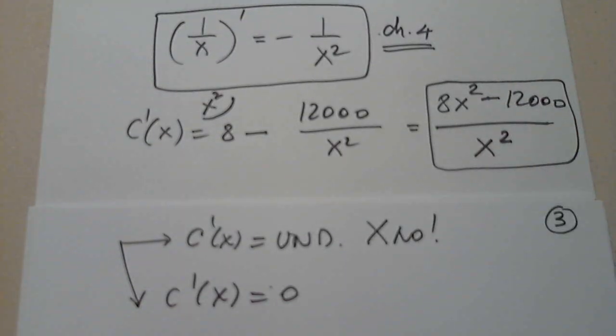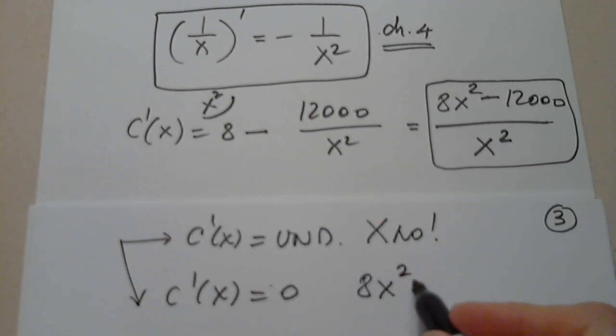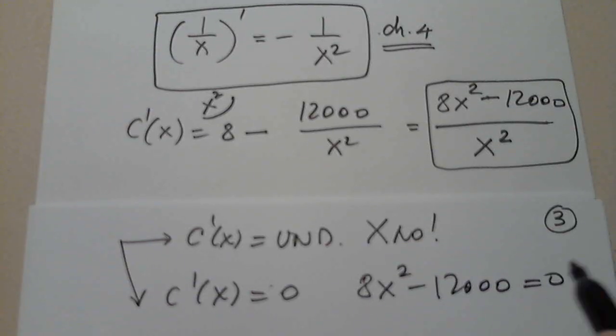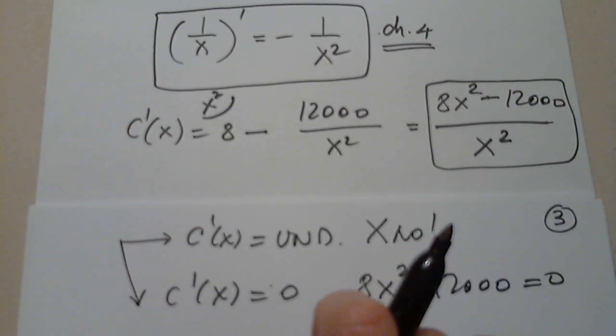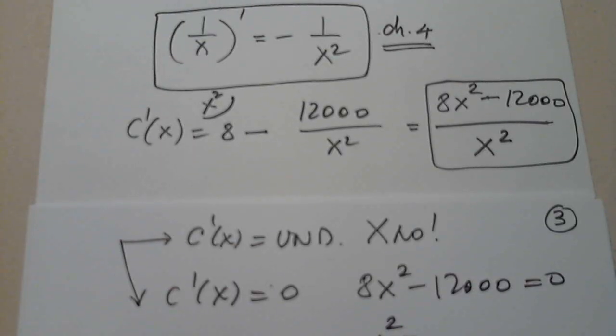A fraction is 0 only when the top equals 0. Excellent, thank you so much. So I have 8x squared minus 12,000 equals 0. I move 12,000 and I divide by 8. So when I divide 12,000 by 8, what do I get? Lazy people use a calculator. I should simplify it, but that's not the scope of what we're doing here. So 1,500. Okay, perfect.